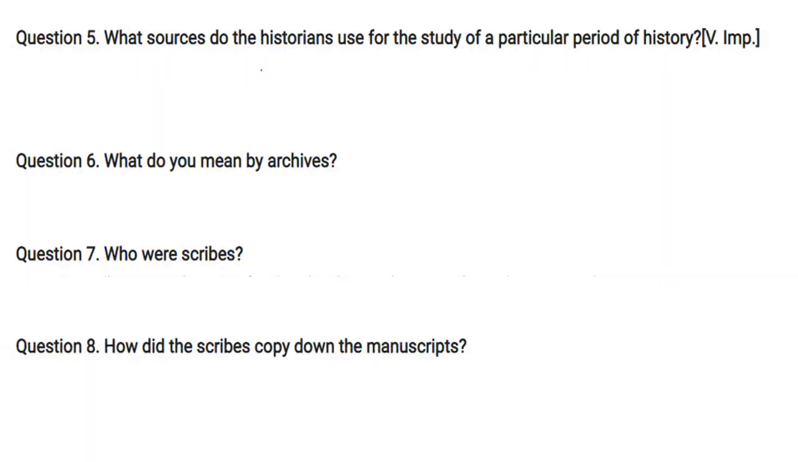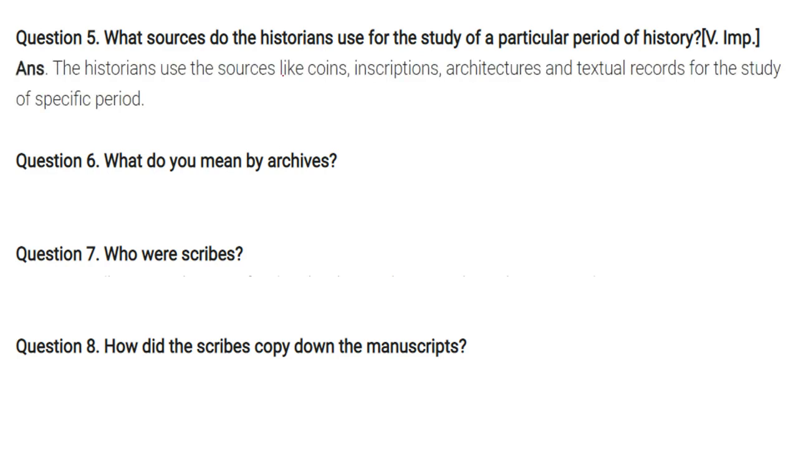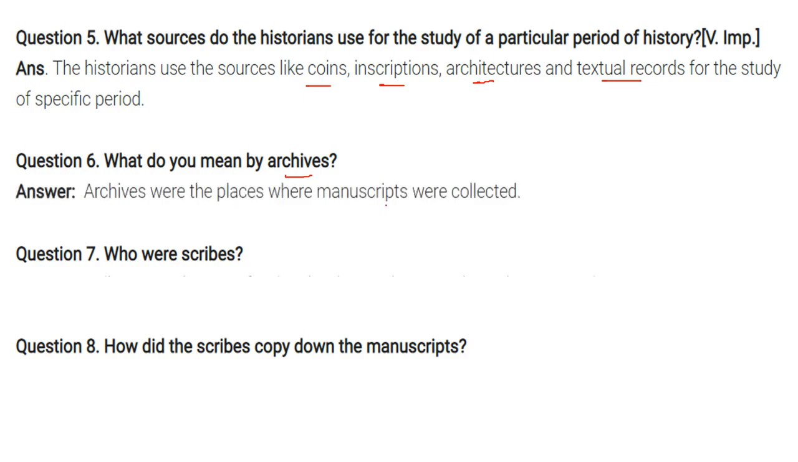What sources do the historians use for the study of a particular period of history? So the historians used sources like coins, inscriptions, architecture and textual records for the study of a specific period. What do you mean by archives? So archives are the places where manuscripts are collected.